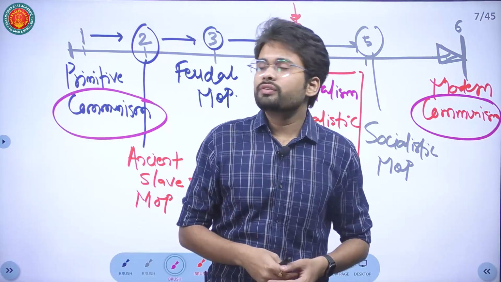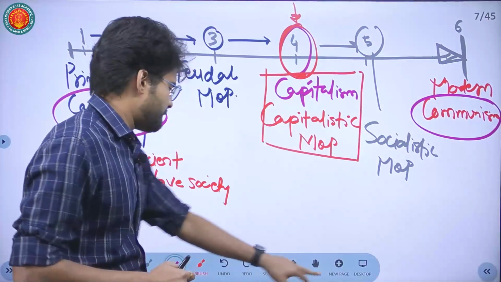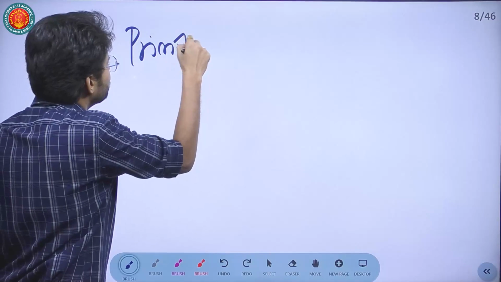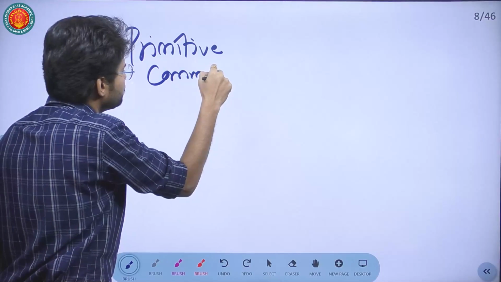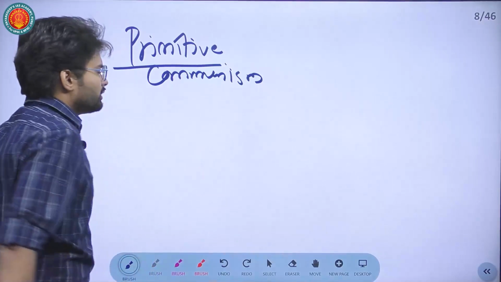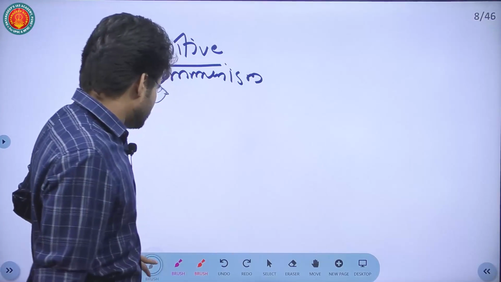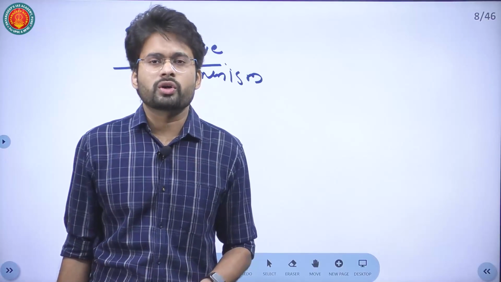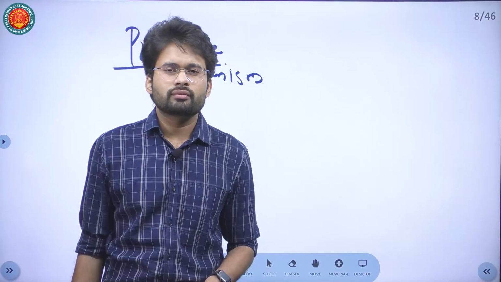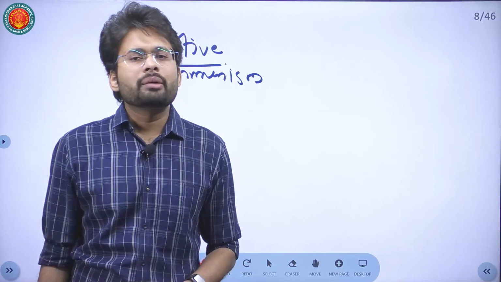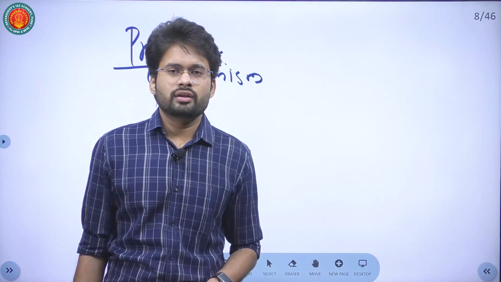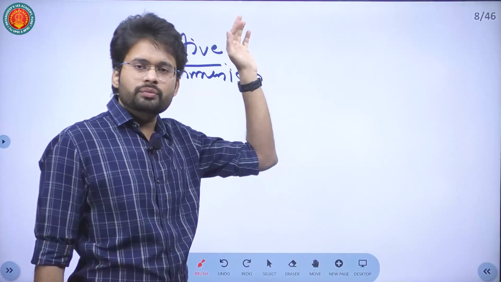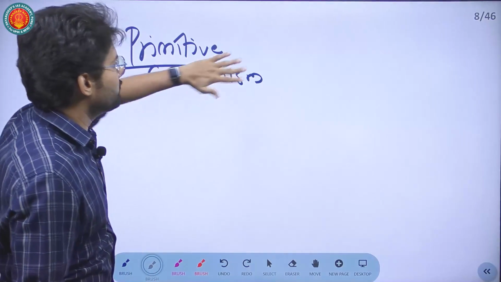Now let's discuss the first MOP, that is primitive communism. According to Marx, the society in its earlier stage of development was in primitive communism, or the primitive communistic mode of production. As the name suggests, it is primitive because it was the earliest phase. So we'll leave this word now. We'll talk about communism now.